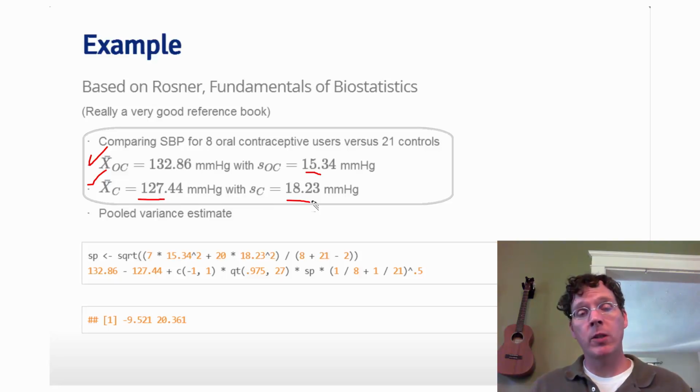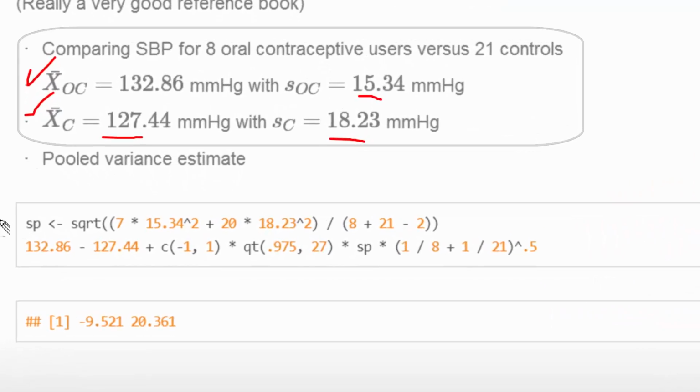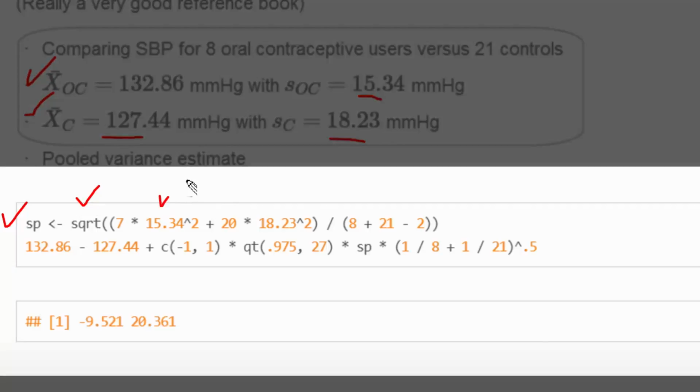Let's go ahead and manually construct the independent group interval once just to churn through the calculation. When you do this on your own, you tend to use t.test or something like that because you have the raw data. So the pooled standard deviation estimate is going to be the square root of the pooled variance estimate. There we need to take 15.34, the standard deviation from the oral contraceptive users, square it, and 18.23, the standard deviation from the controls, and square it, and take their weighted average weighted by their sample sizes minus 1: so 7, which is 8 minus 1, and 20, which is 21 minus 1, then divided by the sum of the sample sizes minus 2.